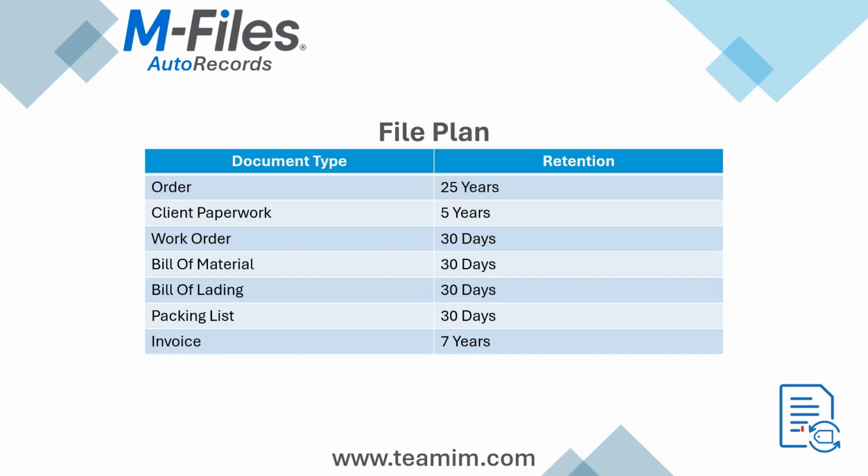To keep track of how long the documents should be stored, records managers would create something called a file plan. And the file plan is very important and is often communicated across the organization to make sure everyone is aware of any legal requirements. For example, we keep orders 25 years, potentially because of warranty issues, and we keep invoices 7 years due to regulatory requirements in the United States.